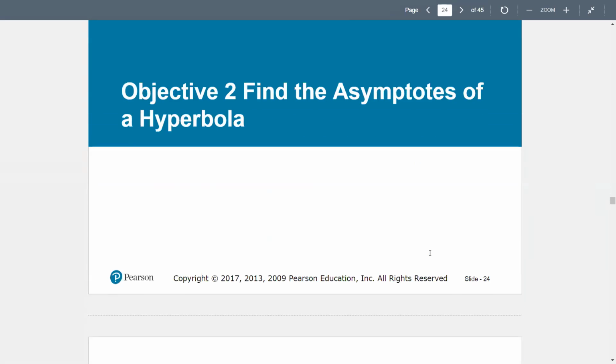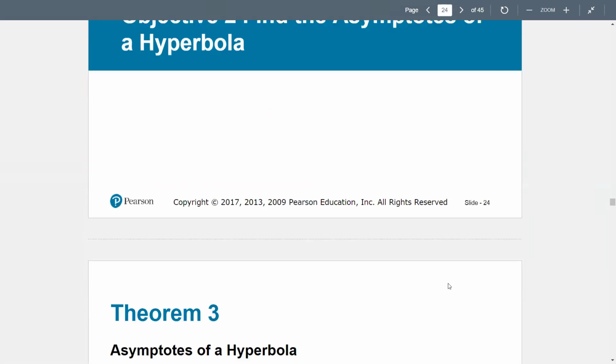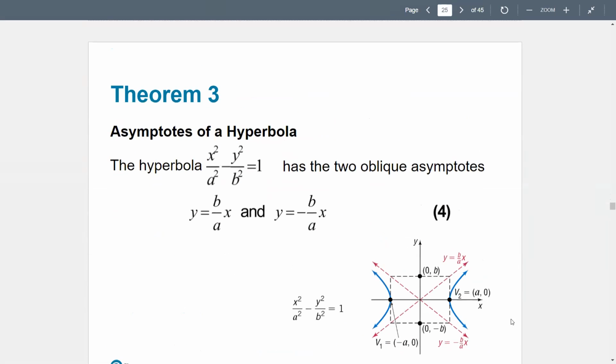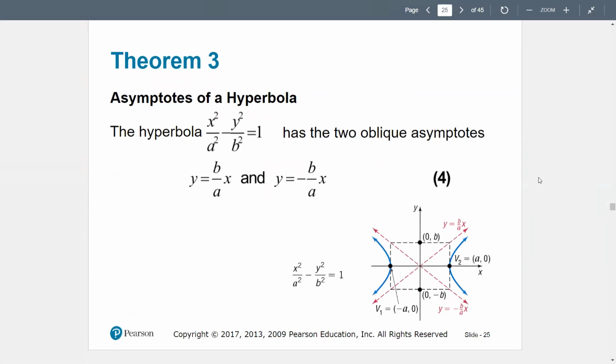All right, now we're going to talk about finding asymptotes. Here is your theorem 3. Write it down if you take notes. So basically the asymptotes are going to be found at y equal to b over a x and y equal to negative b over a x.